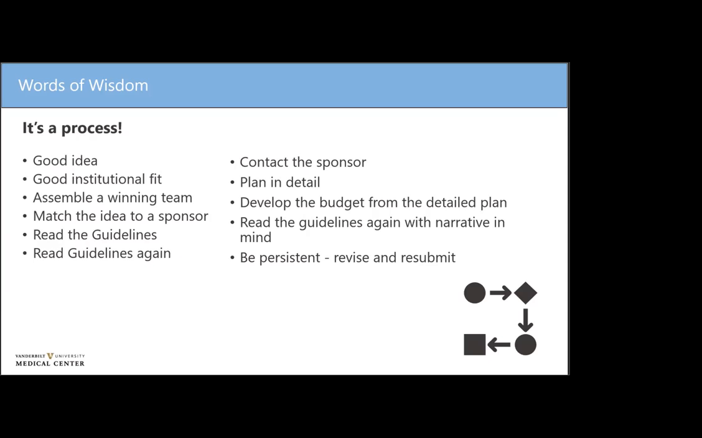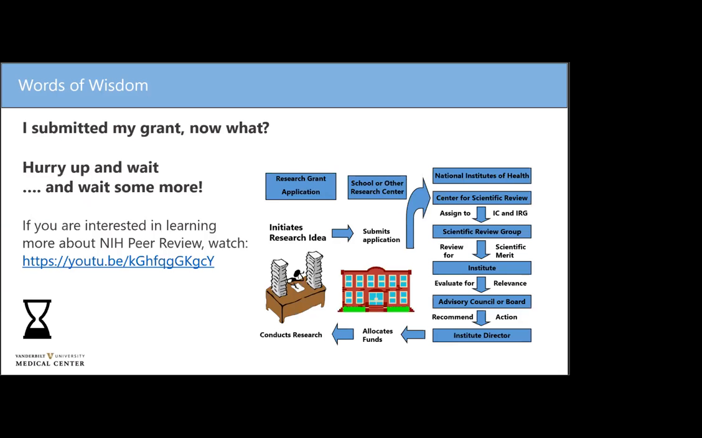Lastly, this is a process. There have to be so many pieces in place in order to get a grant funded. It has to be a good idea with a good institutional fit. You have to make sure that you're reading the guidelines. Is the sponsor interested in this? You want to make a detailed plan, develop a budget based on your plan, and be persistent. Revise and resubmit your grant if it doesn't get funded the first time.